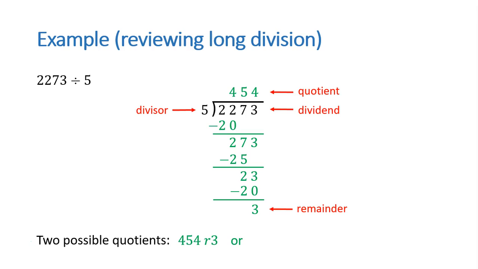So 5 divides in evenly to 2,273 454 times, and then we have a fraction left over. The whole part is 454. The fraction is formed by combining the remainder and the divisor.